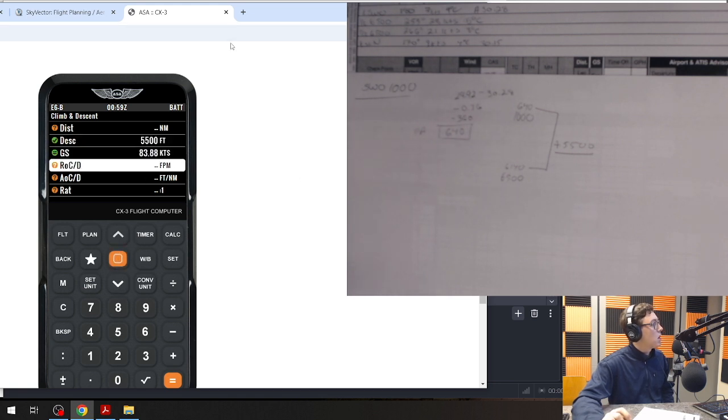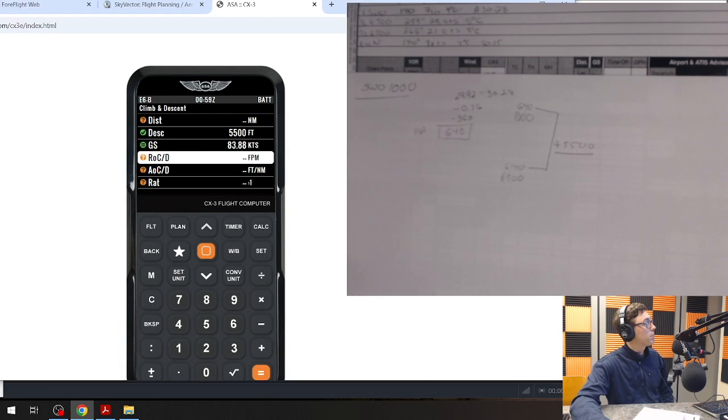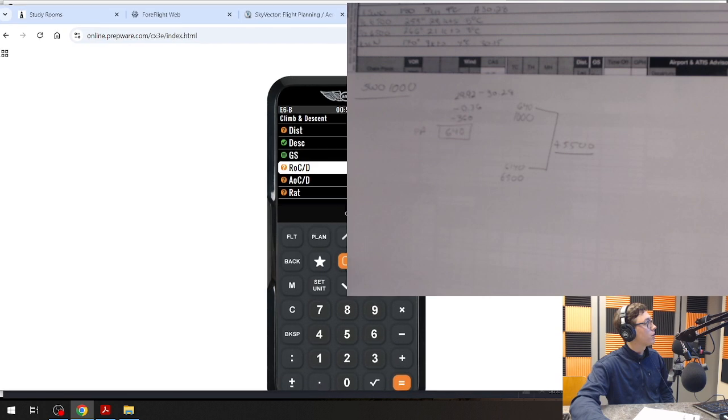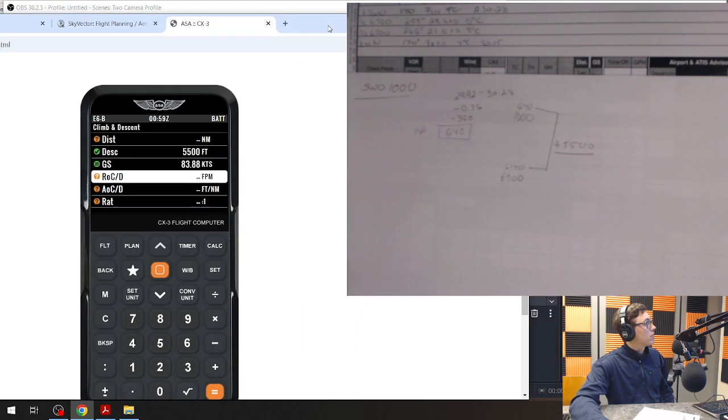Now, guys, the beginning portion of this is going to be a little slow. That's because we're doing the most calculations. However, once we get past this, we do our cruise stuff. It's going to be super, super fast, and we're going to get through this like a champ. Rate of climb and descent. Let's figure out our rate of climb and descent.